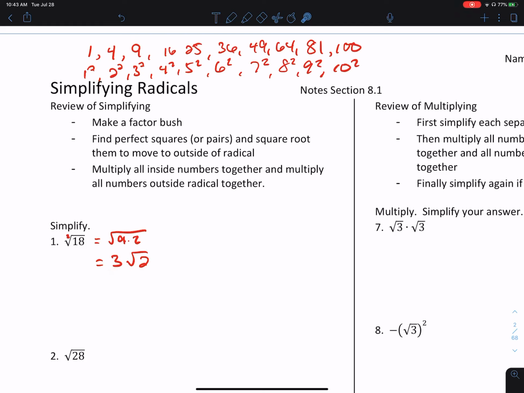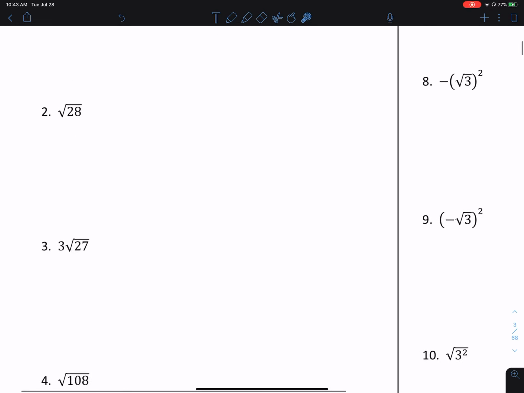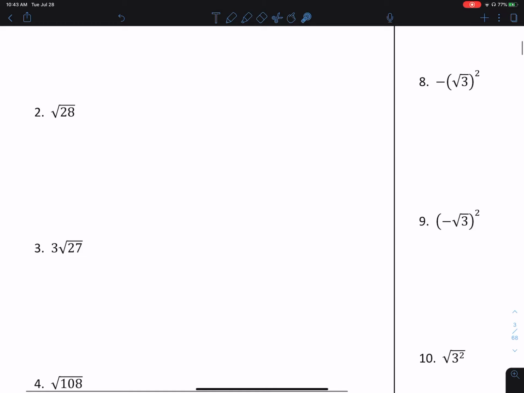Let's try the same method for number 2. See what happens. Can we think of a perfect square that goes into 28 evenly? So just looking at the closest perfect square to 28, it's 25. Does 25 go into this evenly? Nope. How about 16? Nope. How about 9? Nope. How about 4? Sure. So we could write this as the square root of 4 times the square root of 7.